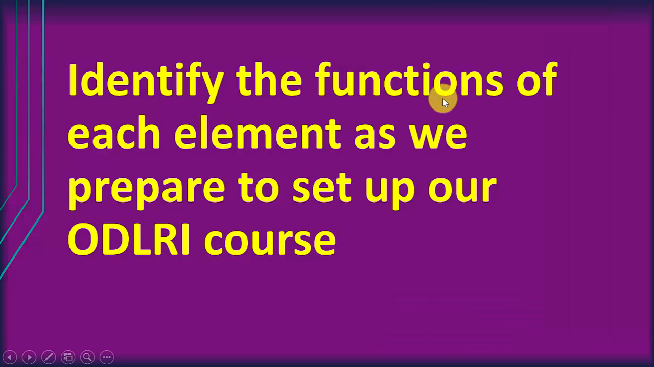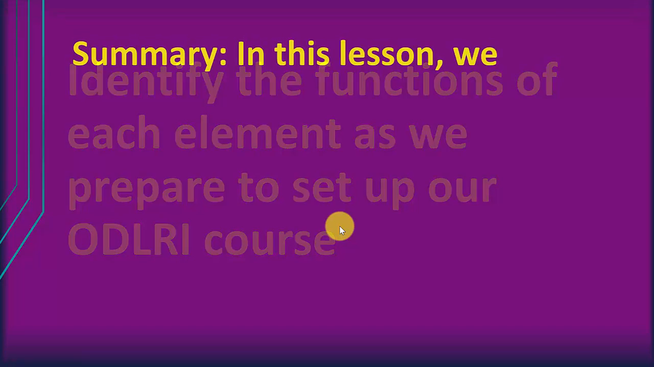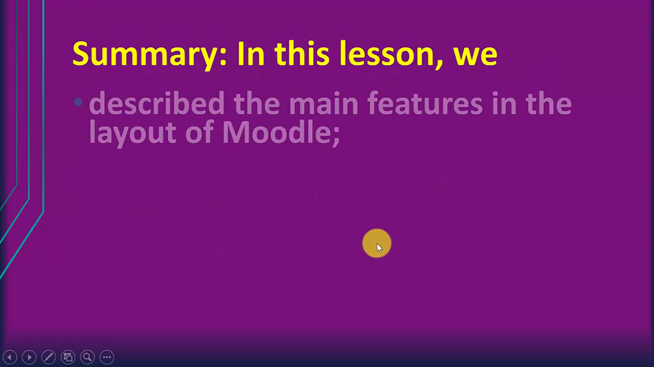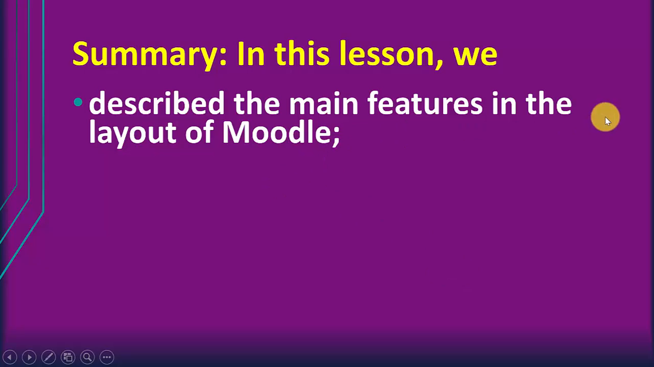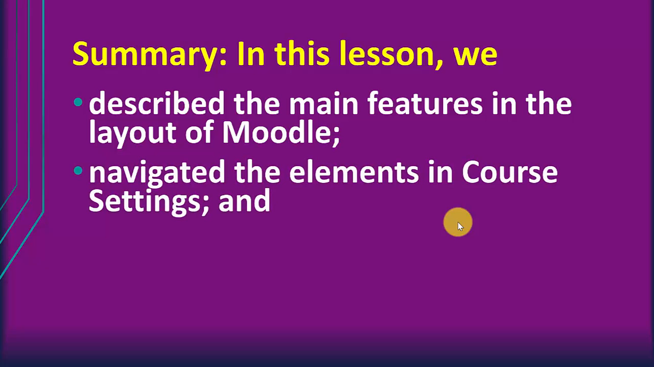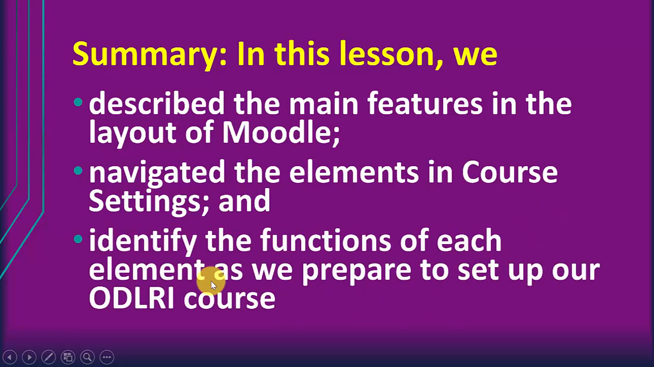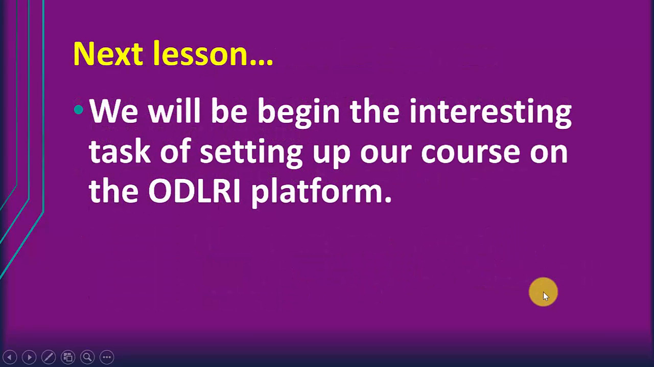So having identified the functions, we've achieved that. So what have we learned in this lesson? We have described the main features in the layout of Moodle. Can you just mention those main features? Yeah, they're in columns, and then you have blocks, and within blocks, you have different elements. We navigated the elements in one of them, that's course settings, the default course settings. We didn't go to all the others because we need course settings for the task for this 3-day crash program. And then we looked at the functions of each of the elements as we prepare to set up our ODLRI.